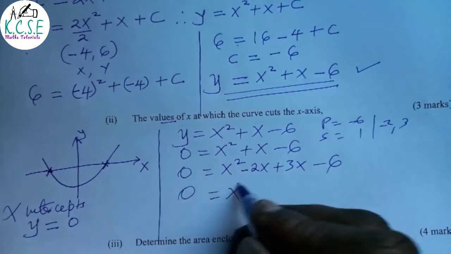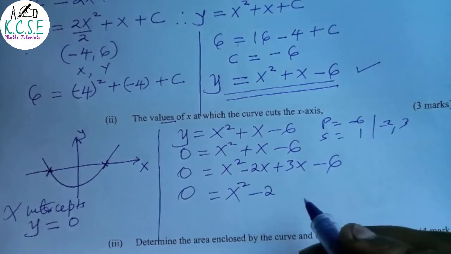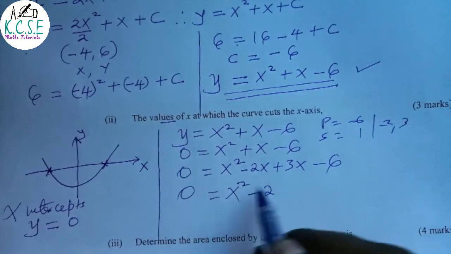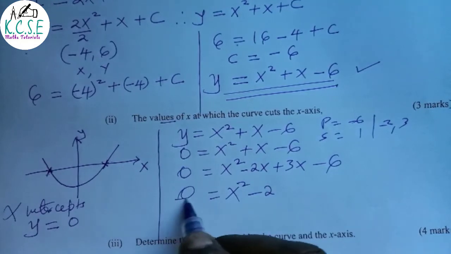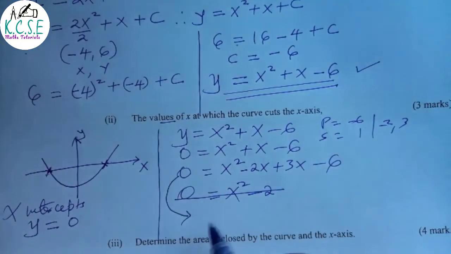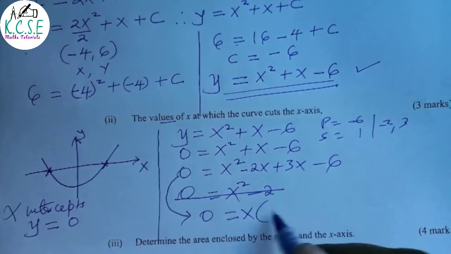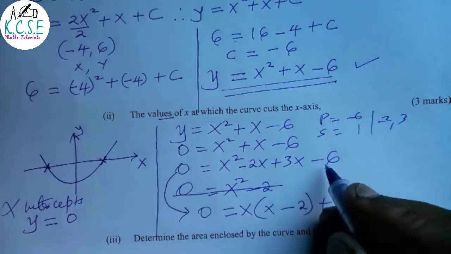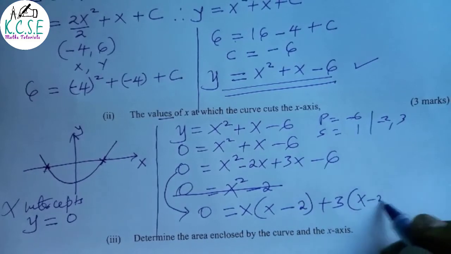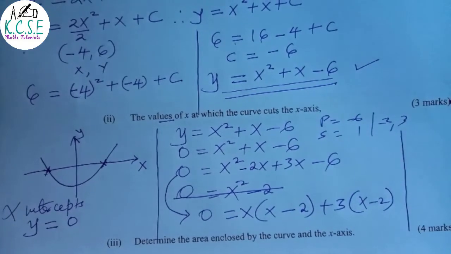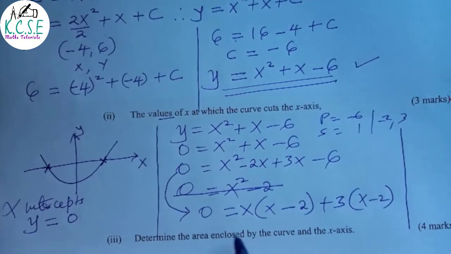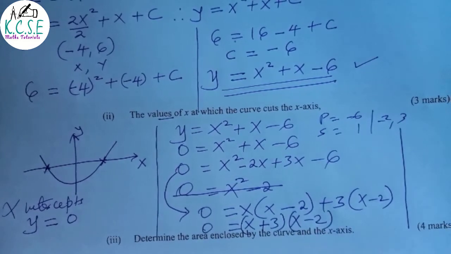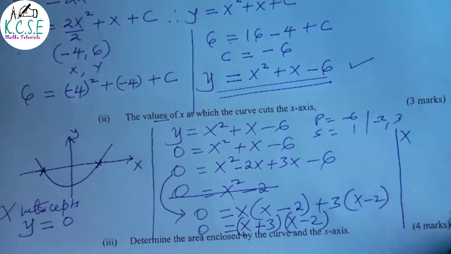So 0 equals x squared, subtract... I can just ignore this part and go straight to factorizing these. So let me factorize this. So from here, 0 equals x is common. So x subtract 2, then plus 3 is common between 3x and -6. x subtract 2, like that. So you notice you will have 0 equals x plus 3, x minus 2.